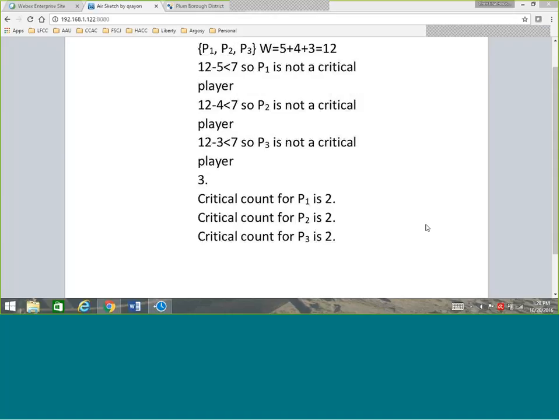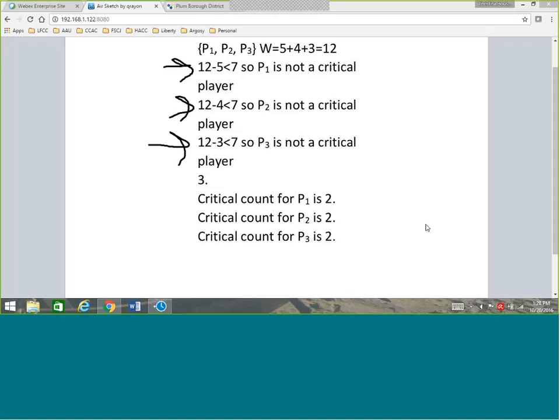The last winning coalition has a capital W of 12. Well, 12 minus 5 is less than 7. That's not true. So player 1 is not critical. 12 minus 4 is less than 7. That's not true. Player 2 is not critical. 12 minus 3 is less than 7. That's not true. So player 3 is not critical. So for the last winning coalition, nothing is underlined.